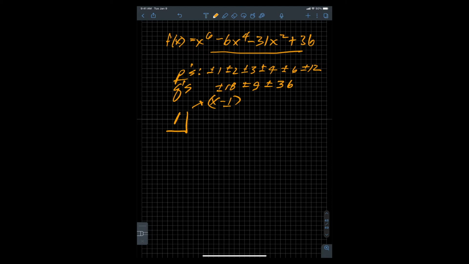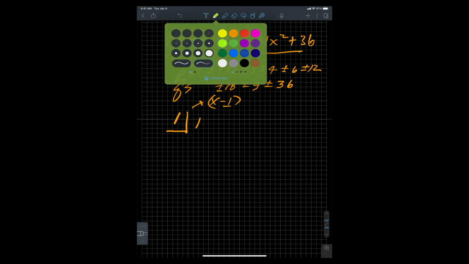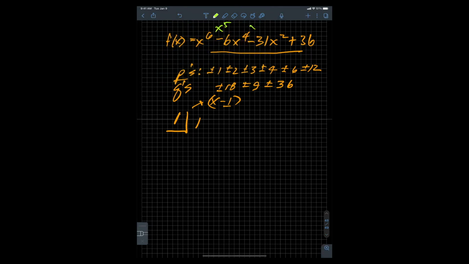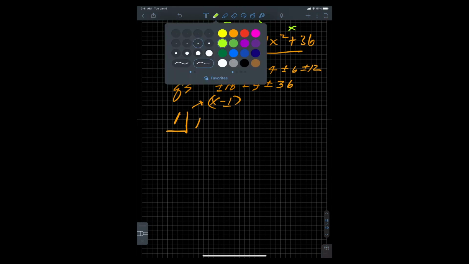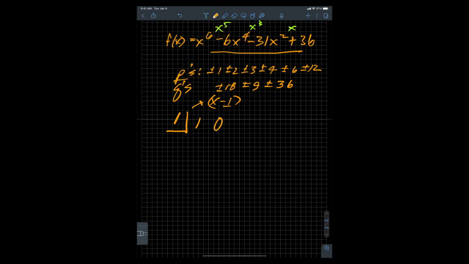So 1, and I have lead coefficient of 1, and I have to put in 0 terms, I'll remind you. X to the 5th, x cubed, and x are all missing. So we'll put those 0 terms in there. You have to when you're doing synthetic division. You can't do otherwise. Negative 6, 0, negative 31, and 0, and 36.